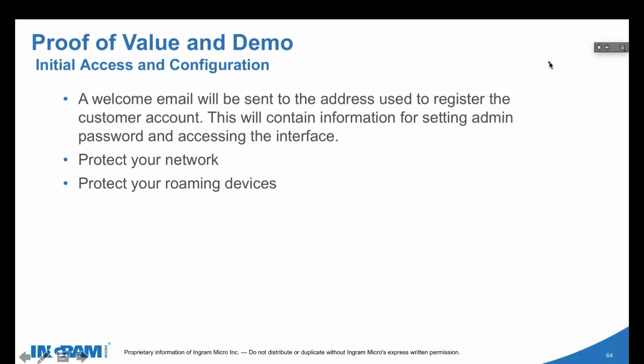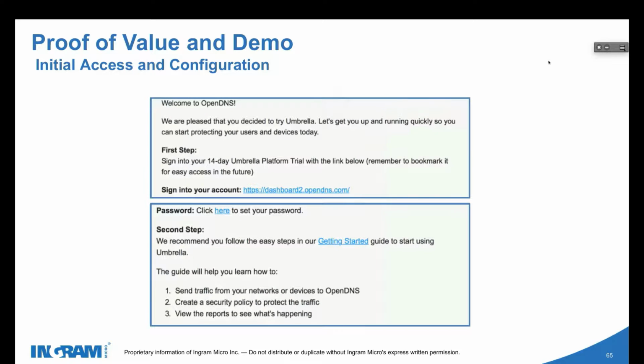Initial access and configuration. So a welcome email will be sent to the address used to register the customer account. This will contain information for setting the admin password and accessing the interface. After you log in, you can go on and set protecting your network, your roaming devices, and so on. You receive a confirmation, so you click on sign in to the dashboard, and that's it. You get access to the cloud platform.